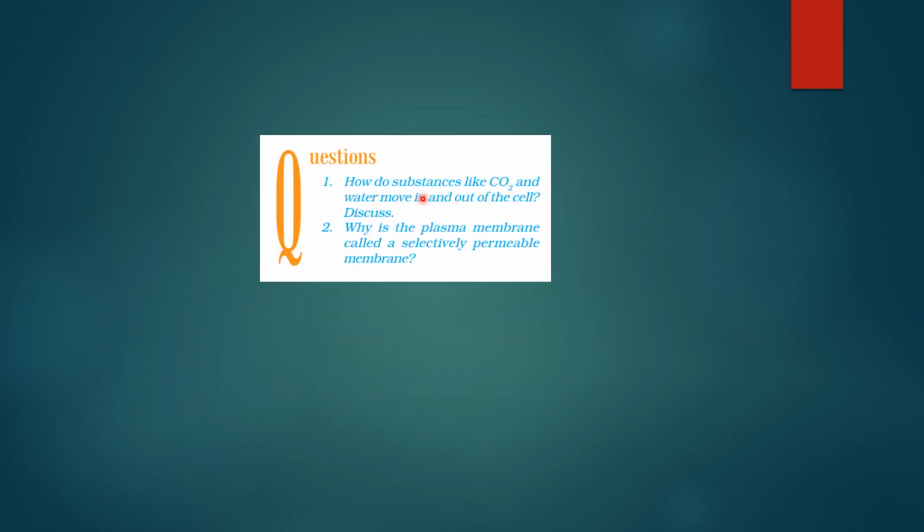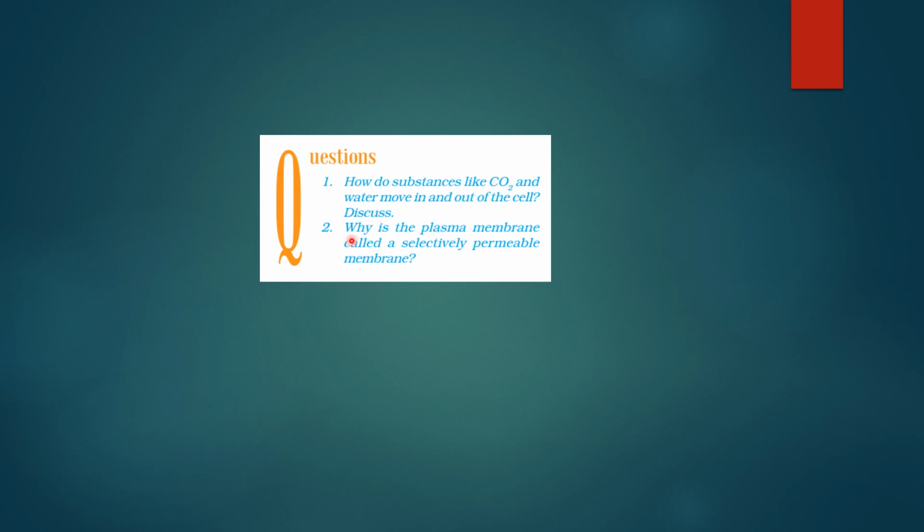Here comes the first question. How do substances like carbon dioxide and water move in and out of the cell? Discuss. So carbon dioxide moves out of the cell by diffusion, because carbon dioxide is produced inside the cell as a waste product of respiration. It will diffuse from a region of higher concentration, that is inside the cell, to a region of lower concentration, that is outside the cell. Water will move in and out of the cell by osmosis, which is diffusion of water across the semi-permeable plasma membrane. Water will move from an area of higher water concentration to an area of lower water concentration.